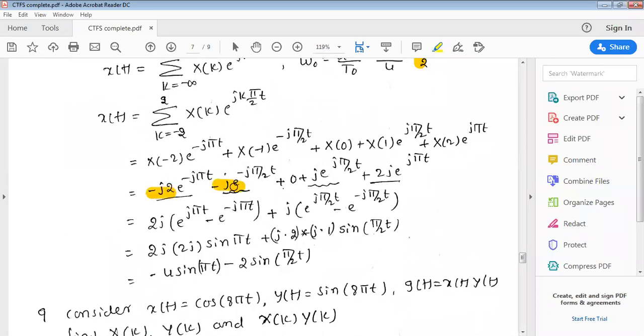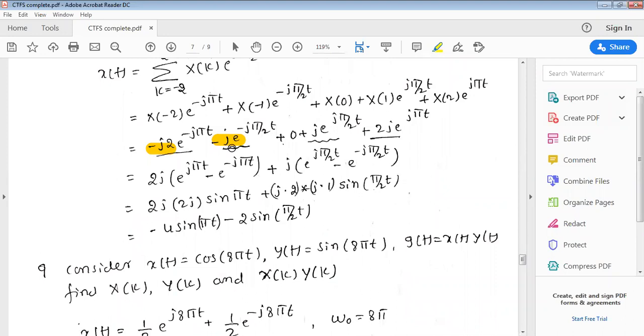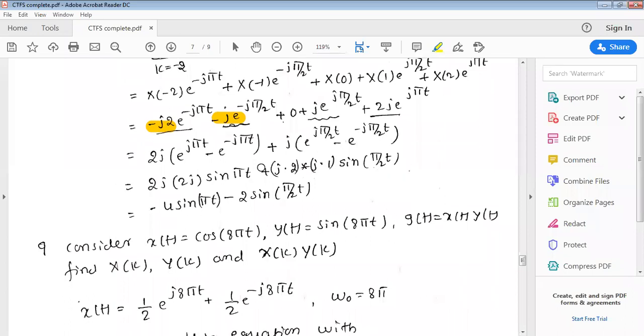X of minus 1 is minus j. X of 0 is 0. Plus x of 1 is j. X of 2 is 2j. Now combine the first and second term, let us say the first term and the last term. 2j you take common. It will become e power j pi t minus e power minus j pi t. Similarly, second and fourth term you combine, plus j into e power j pi by 2t minus e power minus j pi by 2t. So e power jx minus e power minus jx, I will write it as multiply and divide by 2j. So this by 2j will give me sine of pi t. 2j is outside and one more 2j is outside.